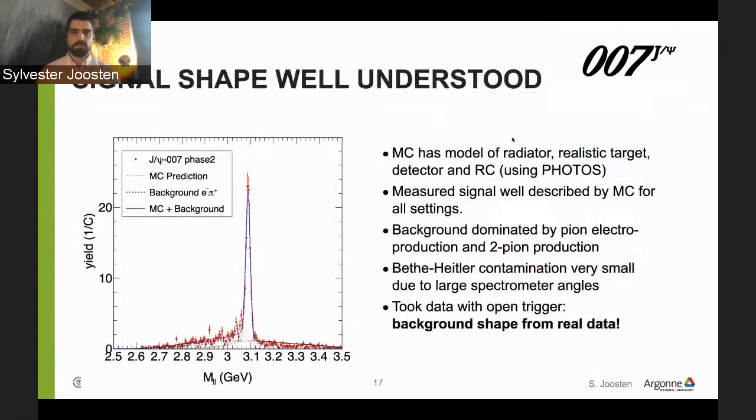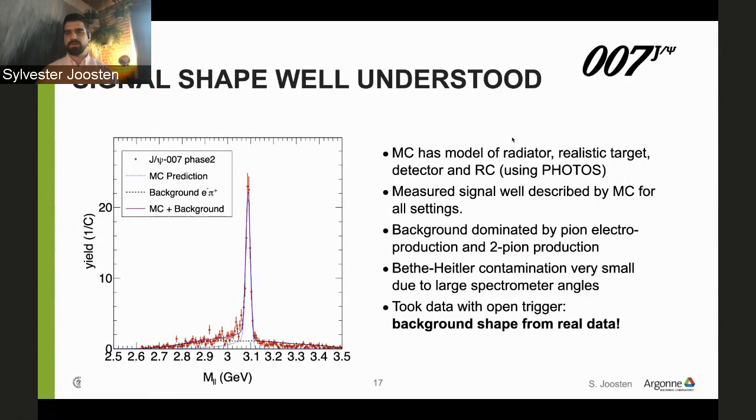So this is a plot that I showed last year already, just to show that we understand the signal shape very well from the Monte Carlo, where we have a model of the radiator. We have a realistic target that we simulate, and we do radiative corrections using PHOTOS, similar to what GlueX does. Our signal is well described by the Monte Carlo.